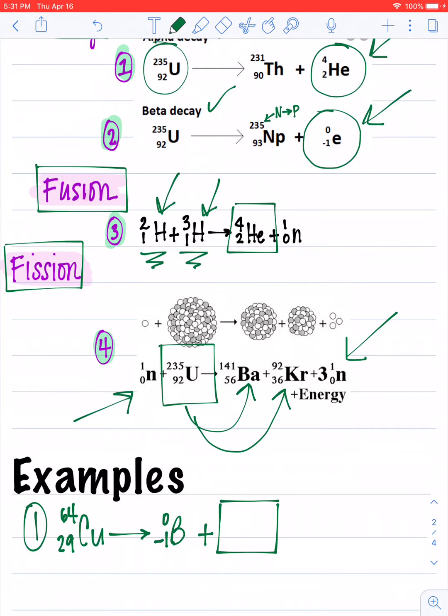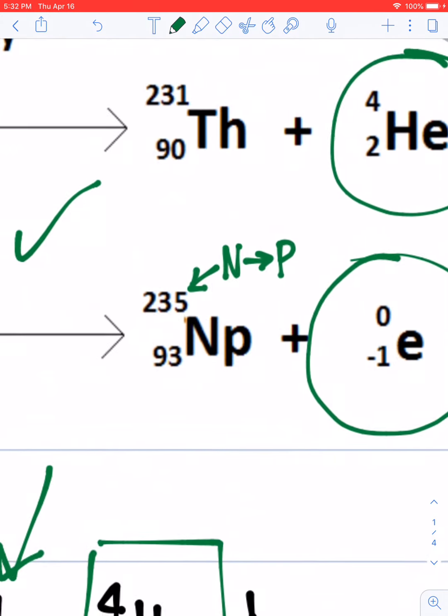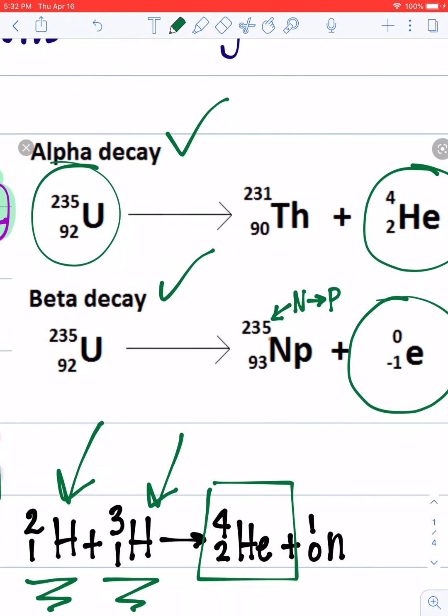Oh, one thing I forgot to mention back up here with beta decay. It's interesting what's happening here. This uranium that you'll notice goes from 235 to neptunium 235. But you notice, of course, the proton number has to change because the element changed. What's interesting is that a neutron changed into a proton in this reaction. And so that's why you got a change in the proton number, but you didn't get an overall change in the mass number. So that's something to notice about beta decay.